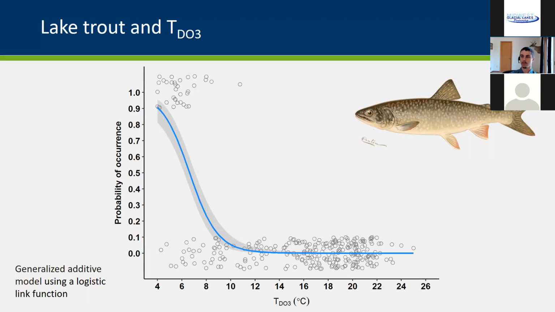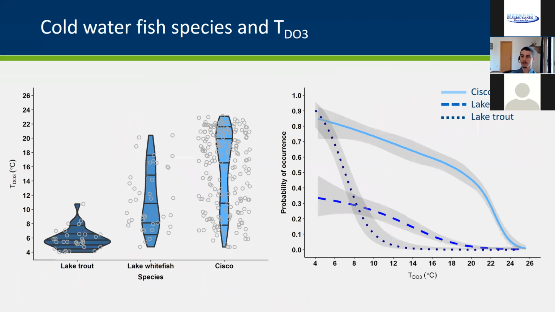So this backs up the previous research. There's nothing surprising in regards to the sensitivity of these fish species, but we start to see that maybe there are some thresholds that we can use from this information. This is just comparing those three species again. Again, lake trout are the most sensitive, followed by the lake whitefish, and then the Cisco.